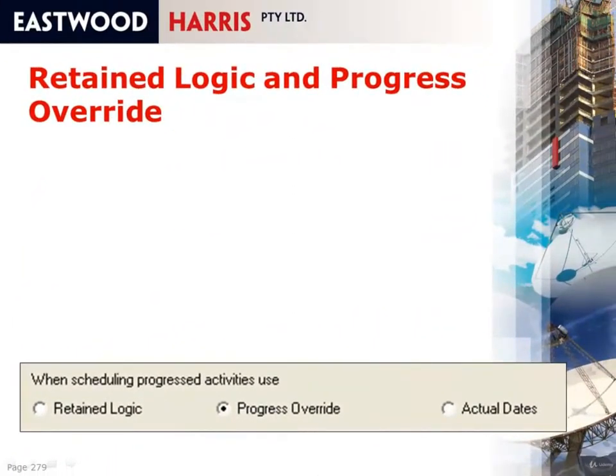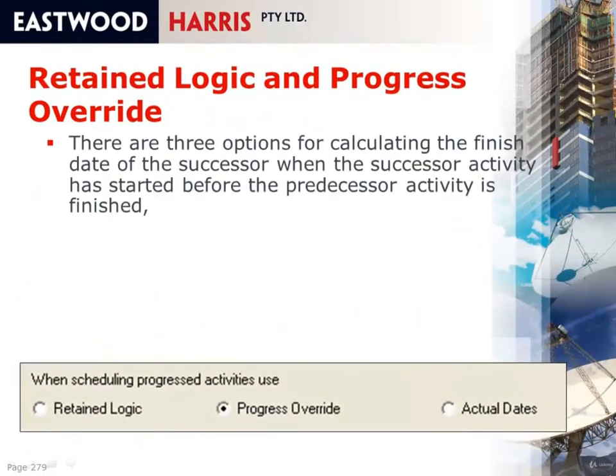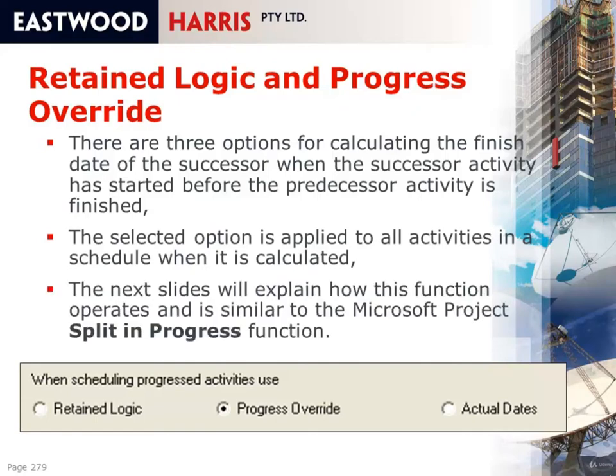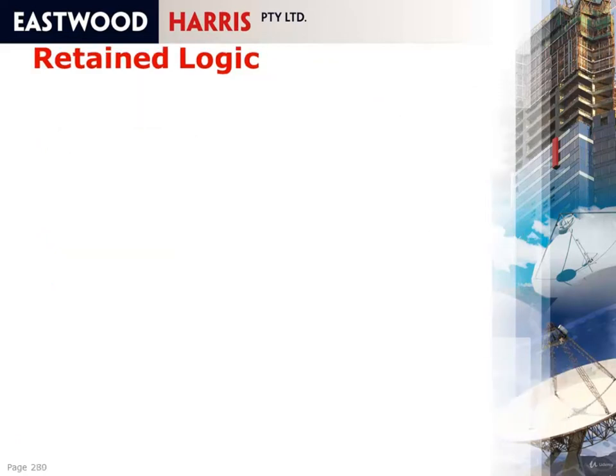Retain logic and progress override. There are three options for calculating the finish date of the successor when the successor activity is started before the predecessor activity is finished. This option is applied to all activities in the schedule when it's calculated, and the next slides will explain how this function operates, and it's similar to Microsoft Project's split in progress function. So first of all, retain logic.